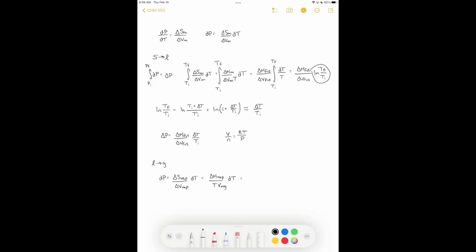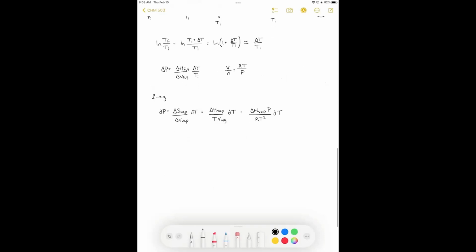So we can plug that in and say that dP is equal to delta H of vaporization times the pressure over RT squared dT. Note we have a pressure term in here. The volume of the gas is also dependent on the pressure, so we have to bring that over to the other side of the equation. And we'll finally integrate dP over P equal to delta H of vaporization over R times dT over T squared.